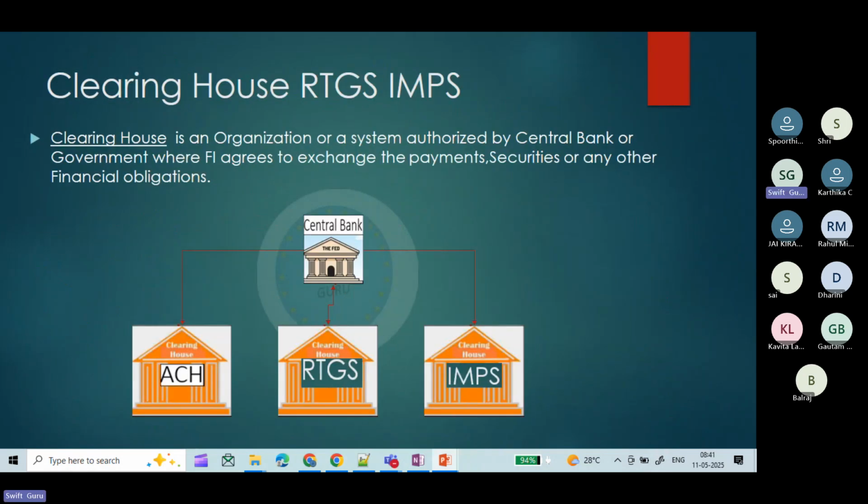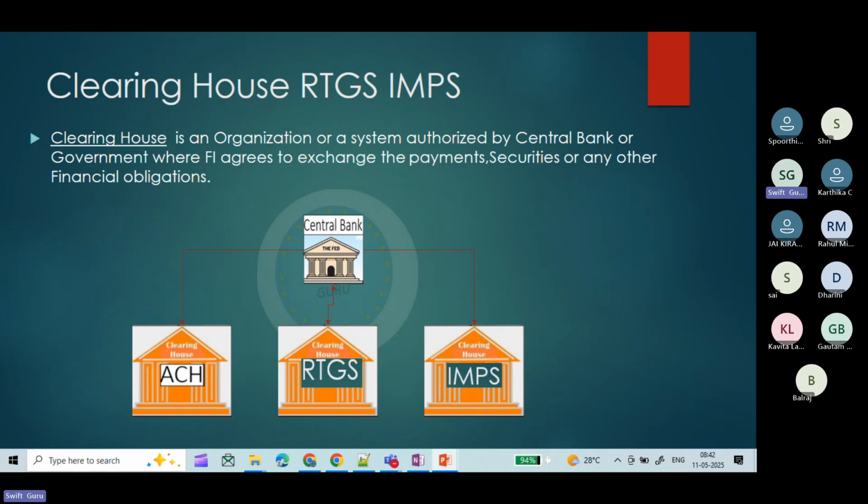So there are clearing houses in each country around the world, and they have certain functions. What exactly do they do? A clearing house is an organization or a system authorized by the central bank of the respective country, where financial institutions agree to exchange payments, securities, or any other financial obligations.